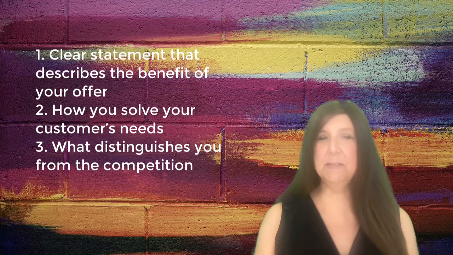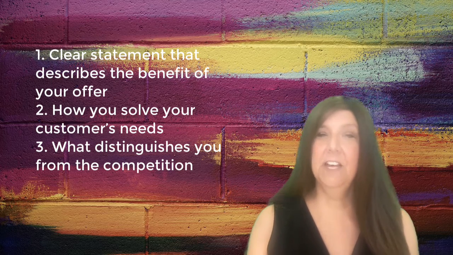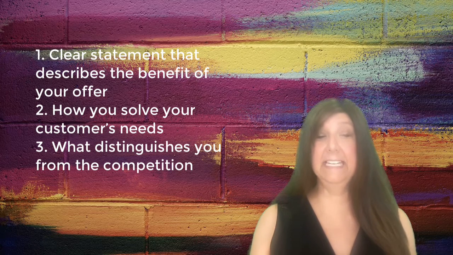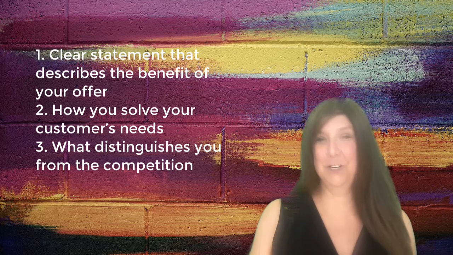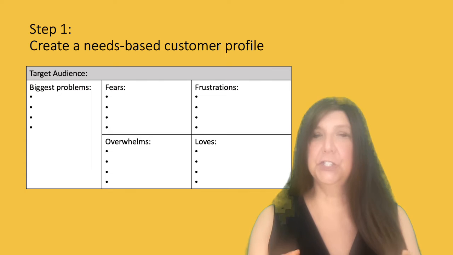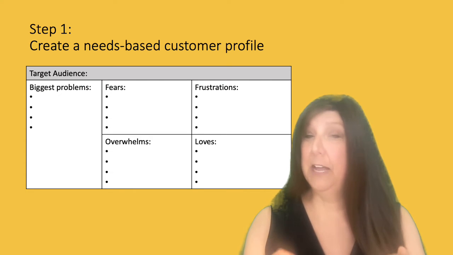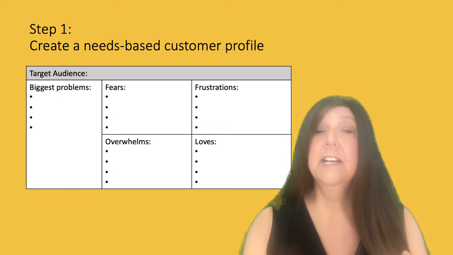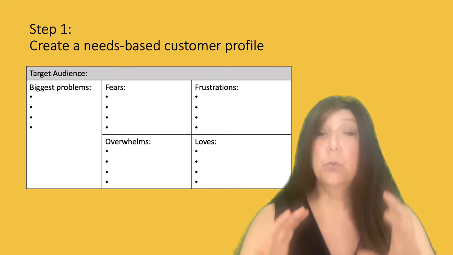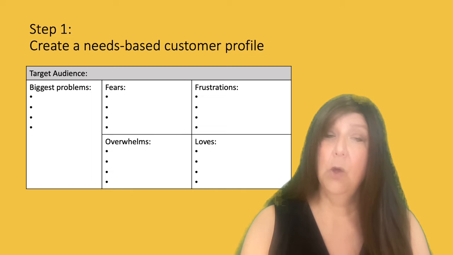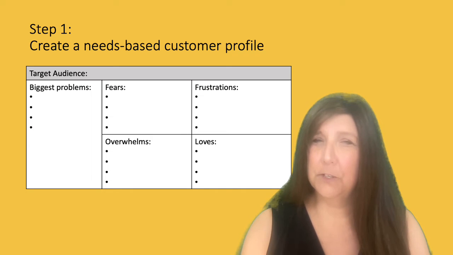First of all, what is a value proposition? It is a clear statement that describes the benefit of your offer. It describes how you're going to solve your customers' needs, and again, distinguishes you from your competition. So the step 1, the first thing you need to do, you need to understand your target audience. You should have already done this by now in your targeting and positioning and segmentation. But what you really need to focus on, as we do with any segmentation exercises, is understand what's in the head of your user, your target audience.